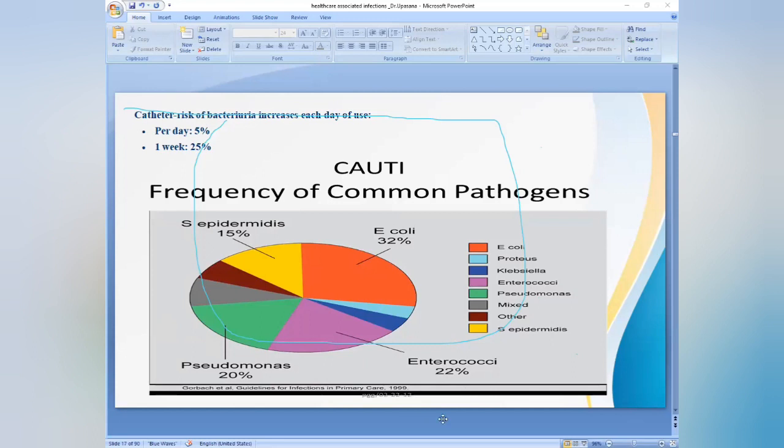So we have the Enterobacteriaceae family as the main causative agents for catheter-associated UTIs. Then we have Staphylococcus aureus, Staph epidermidis, and coagulase-negative Staphylococcus, which are very much prone to causing CAUTIs. Then Enterococci and Pseudomonas also account for more than 20% of catheter-associated UTIs.